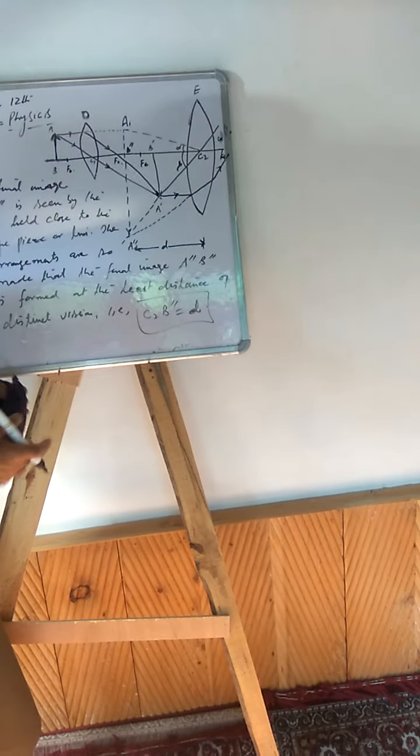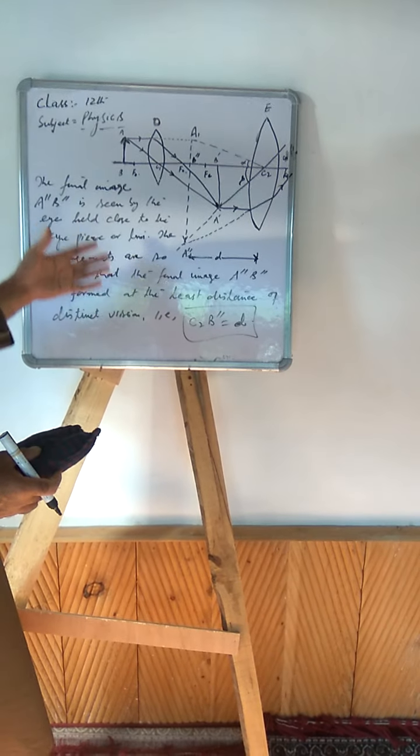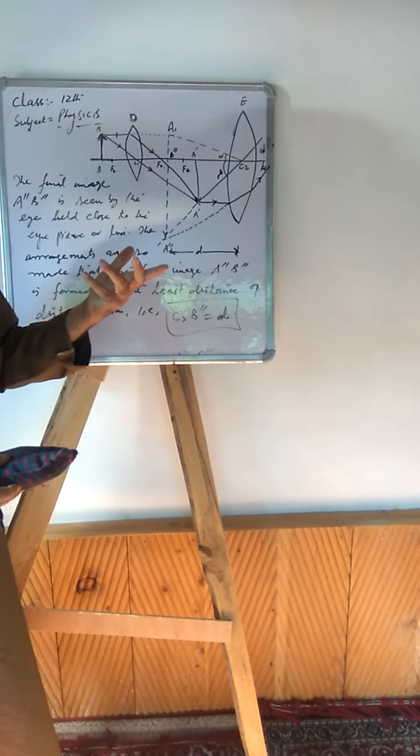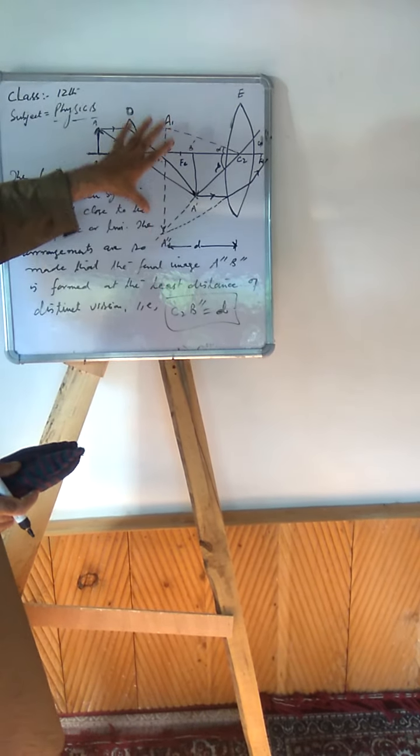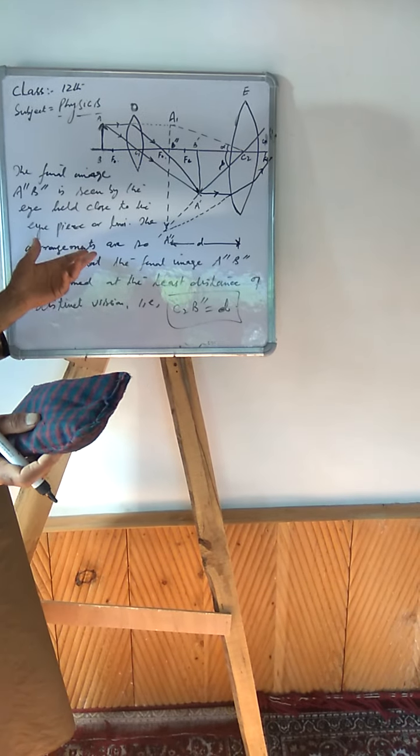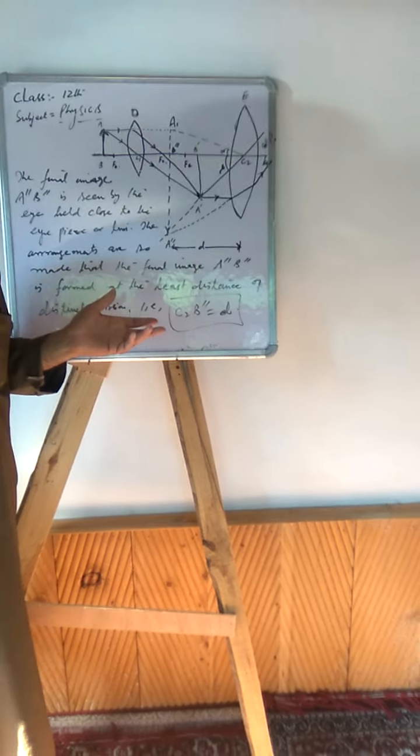Now, after that, we will discuss the magnifying power: how much a compound microscope can magnify an object from its original length to the magnified image. We will see how much it can magnify the image of the object. That is known as the magnifying power of the lens.